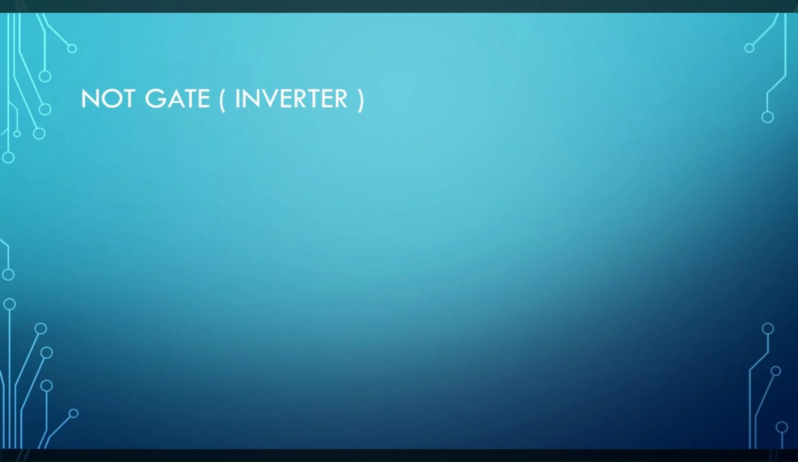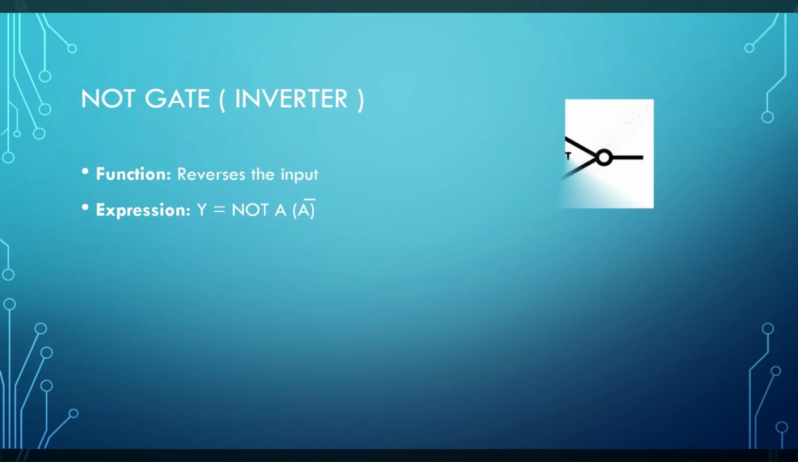So the first one is the NOT gate, which is also called an inverter gate. The main logic for this gate is that it reverses the input. As the name suggests, it is a NOT gate, so we get the inverted output. Now the expression for this is Y = NOT A. See, NOT A can also be represented by putting a bar on top of A, or we can put a prime on A. That represents the NOT symbol, and Y here is the output.